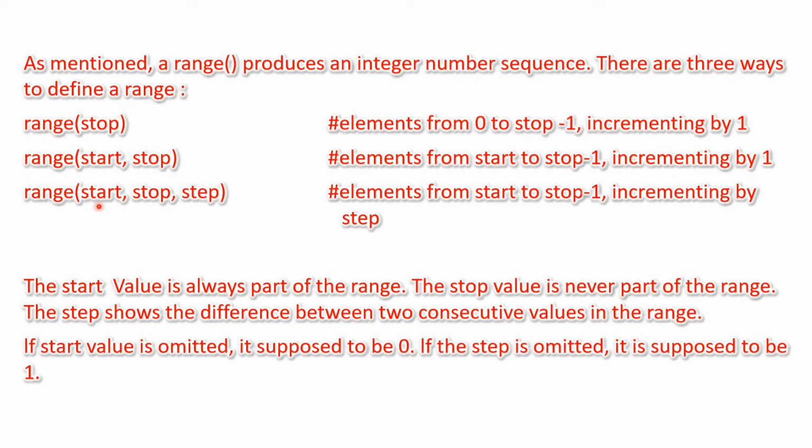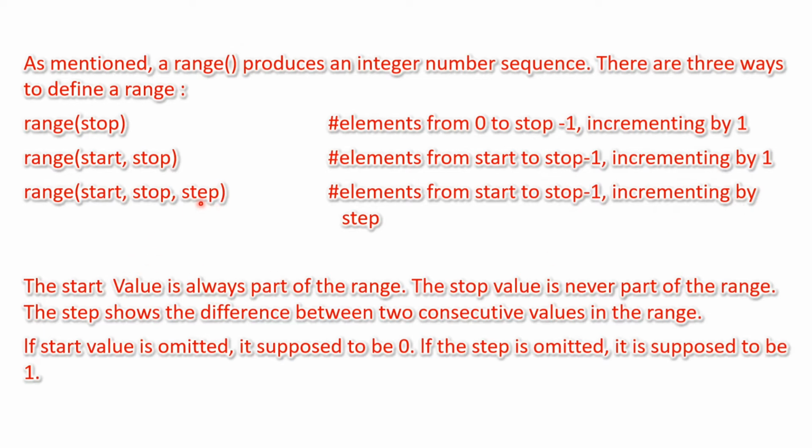The range function can have three different arguments: start, stop and step. Here the start will be the starting value and the last value will be stop minus 1, you can see, and every time now it is increased by step.